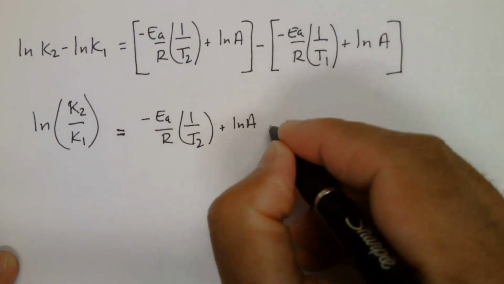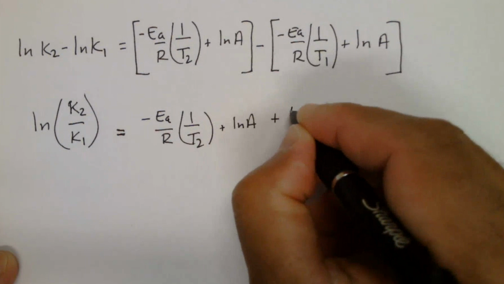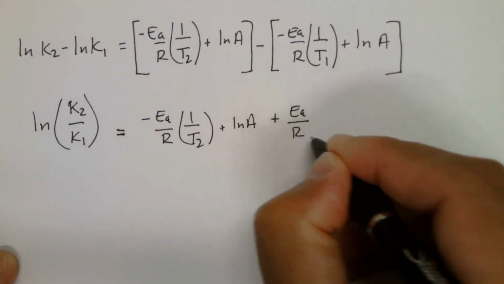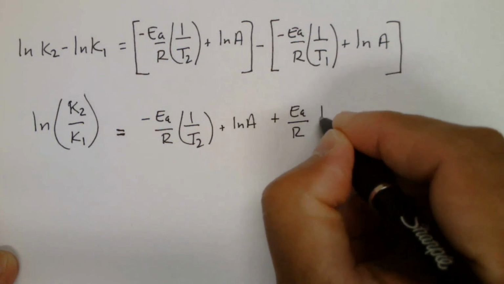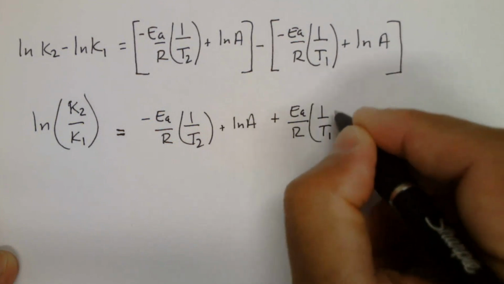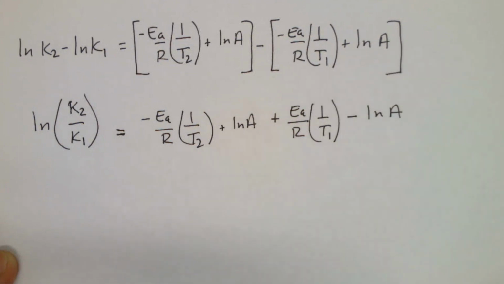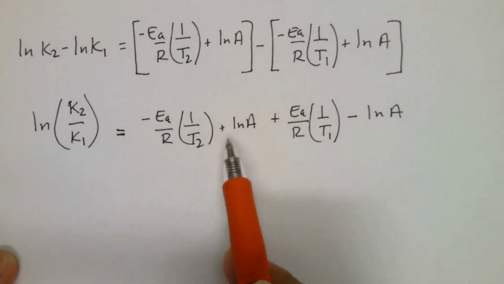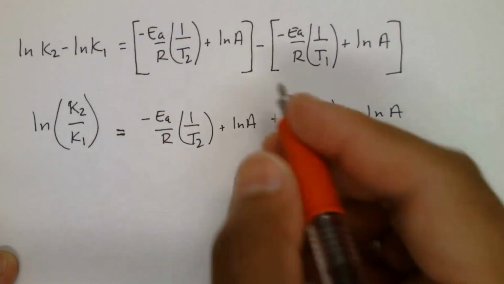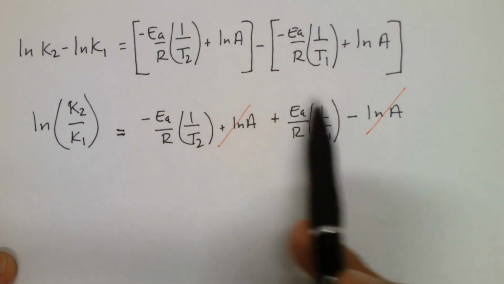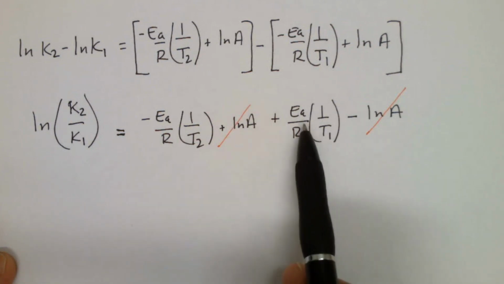And I'll distribute this negative sign, so this becomes a plus. Activation energy over R, 1 over T, minus ln of A. And so the first thing that pops out, of course, you have a plus ln of A and a minus ln of A. So those terms will cancel. And we're left with this section right here.